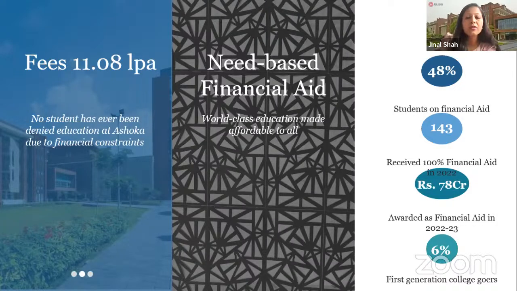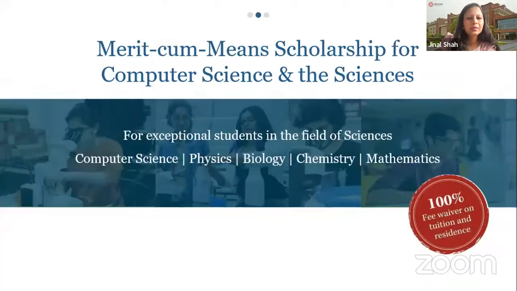143 students are on 100% financial aid, which means tuition, residential, meals, everything, all that cost is covered. 78 crores of scholarships, financial aid, offered to students. We also have 6% students who are first generation college goers, and we're very proud of the fact that we've been able to support these students.